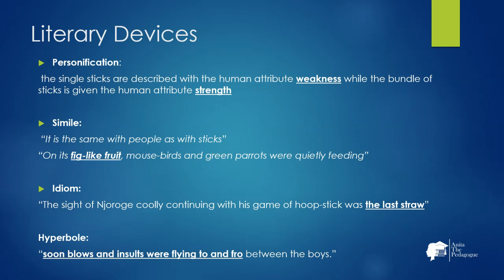Also, we have the literary device hyperbole, and our example is: soon blows and insults were flying to and fro between the boys. So hyperbole, as some others also refer to it, is a literary device that is exaggeration or extreme exaggeration. And we all know that blows and insults do not have wings to fly. So this expression has a lot of exaggeration.